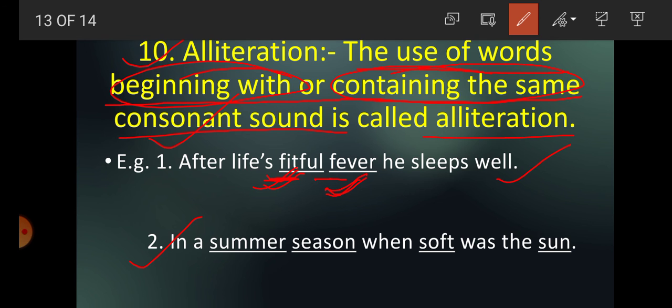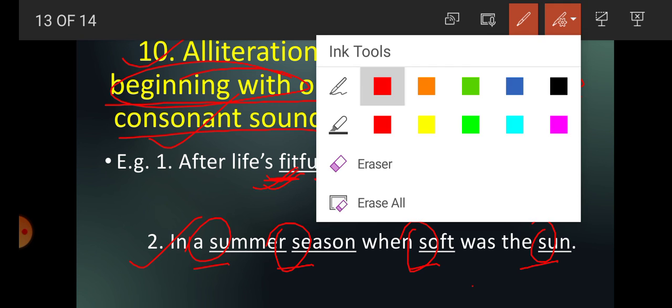Now next one, students, in a summer season when soft was the sun. So here there are 4 words: summer, season, soft and sun. Here there is the repetition of the S sound. So this is a consonant sound and that's why this is an example of alliteration.